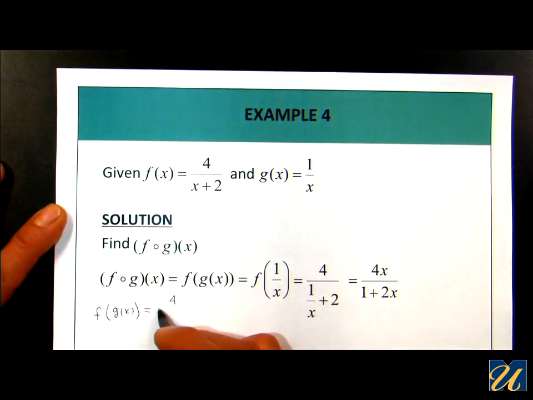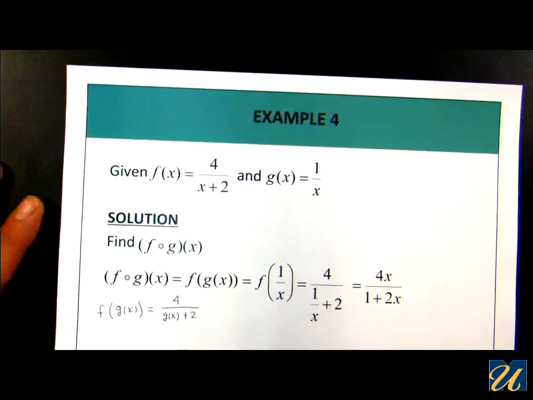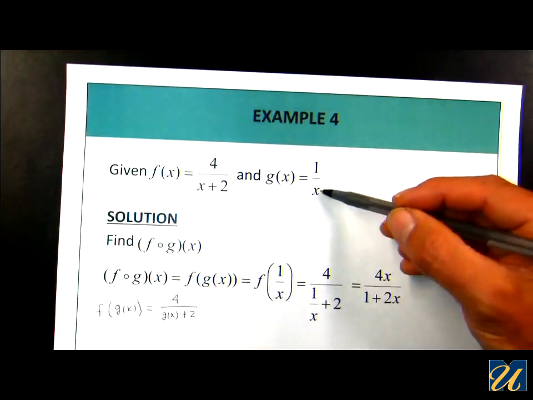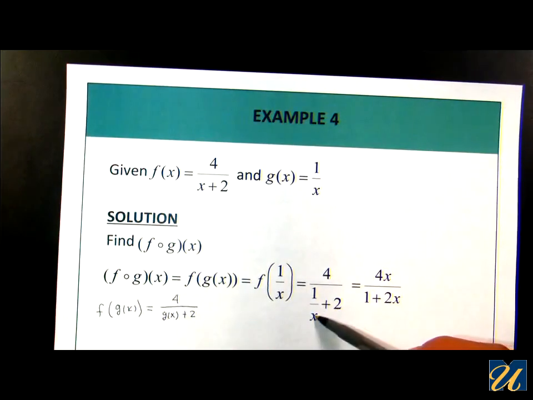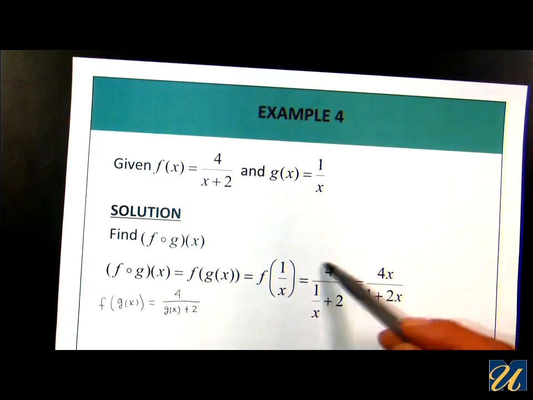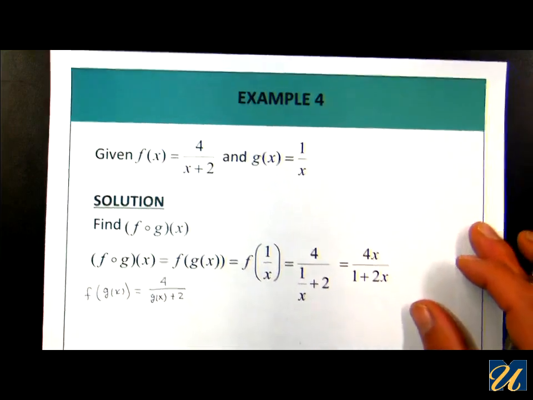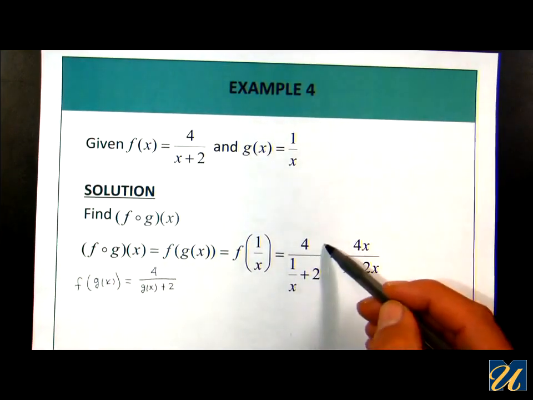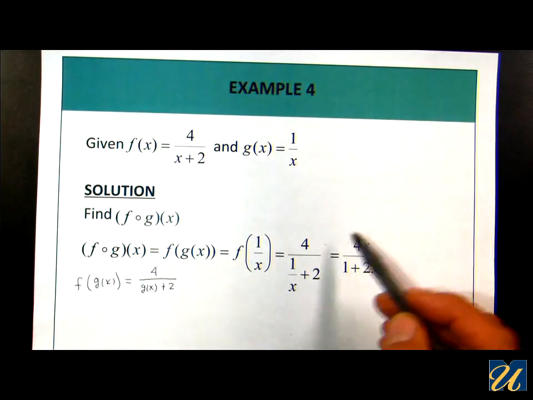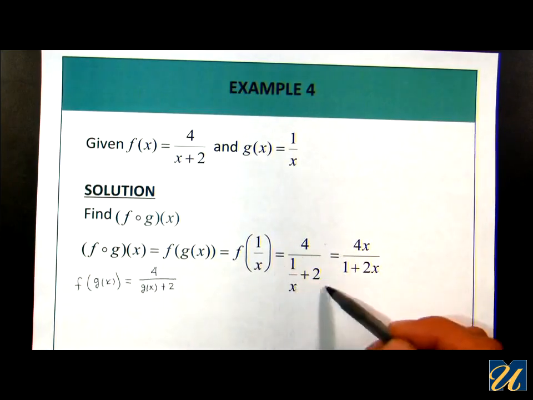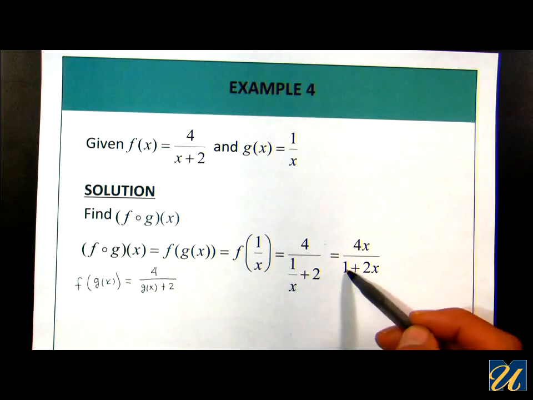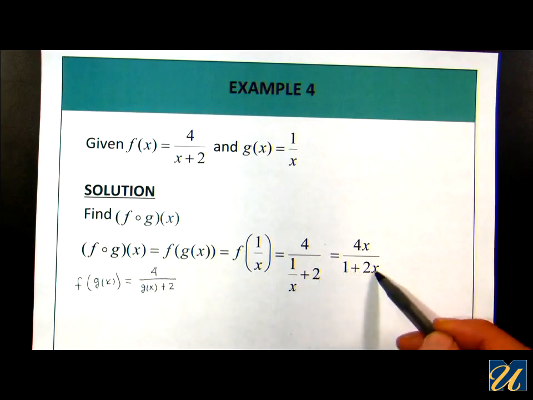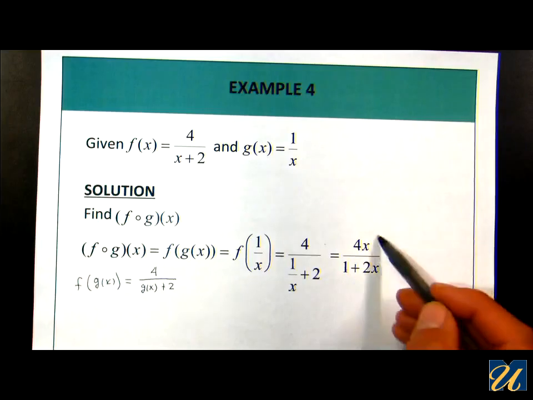So instead of 4 divided by x plus 2, it's 4 divided by the g of x function plus 2. Well, g of x is 1 over x. So replace g of x with 1 over x, and this is now the composition. And we can clean that up a little bit by getting rid of the complex fraction. If you multiply the top by x, 4x, multiply the entire bottom by x times 1 over x is 1, and x times 2 is 2x. And now this is cleaned up.